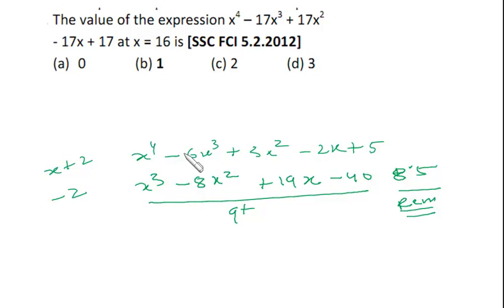Remainder when you put x is equal to minus 2 in this expression, remainder when you divide this expression by x plus 2, and value of this expression when you put x is equal to minus 2, both of them will be 85. So how simple it is, can be performed in just one line, right? I hope you are clear with this method now.